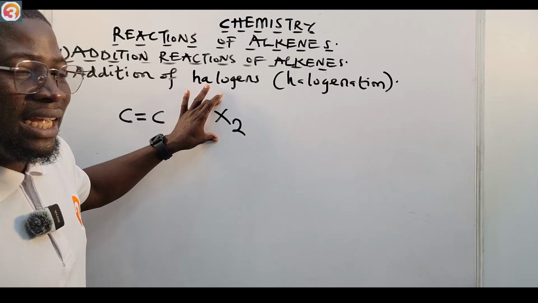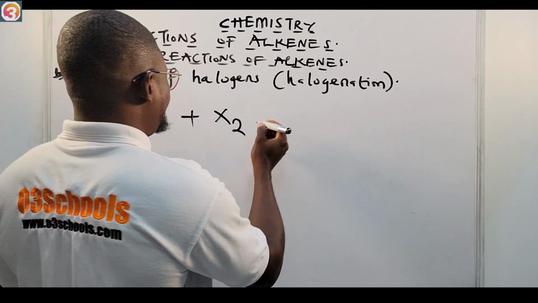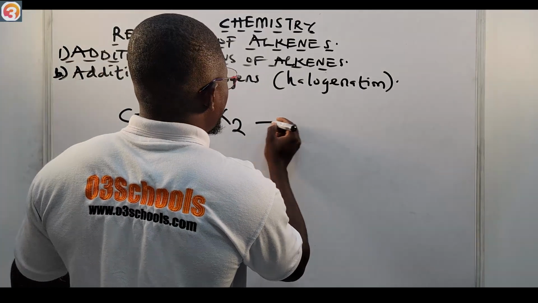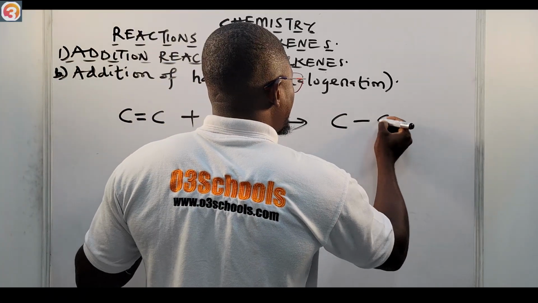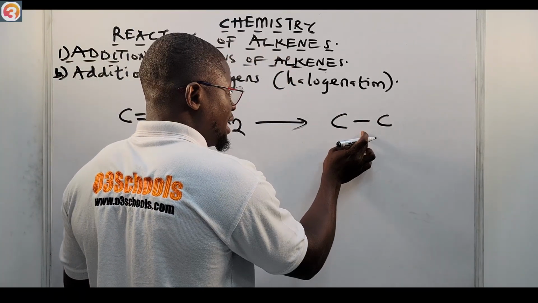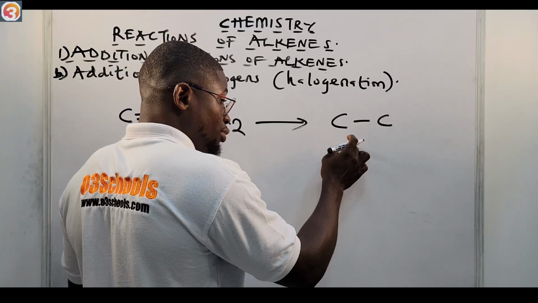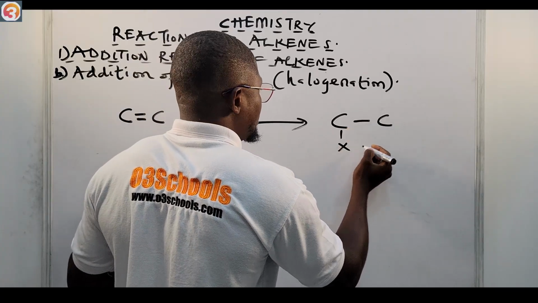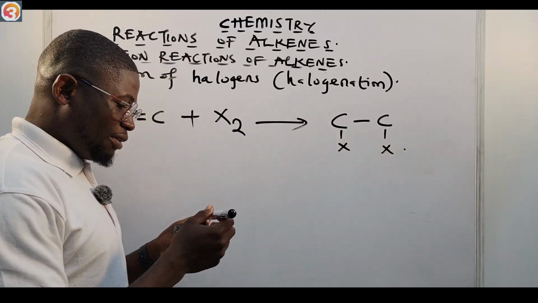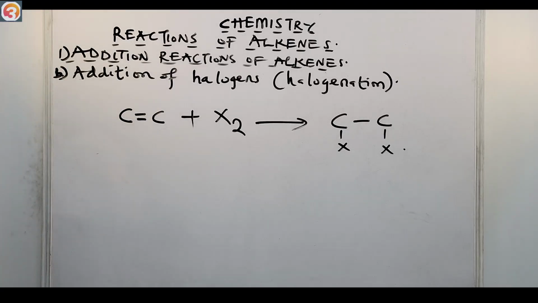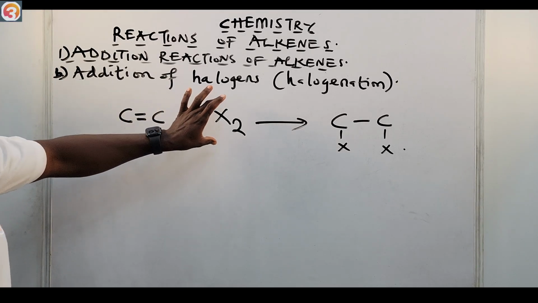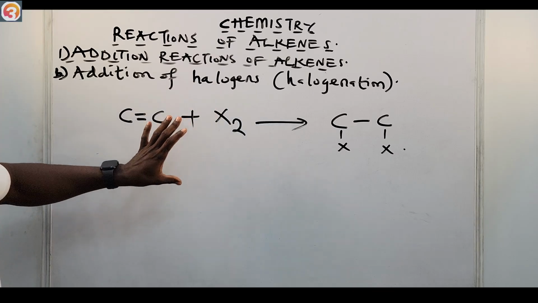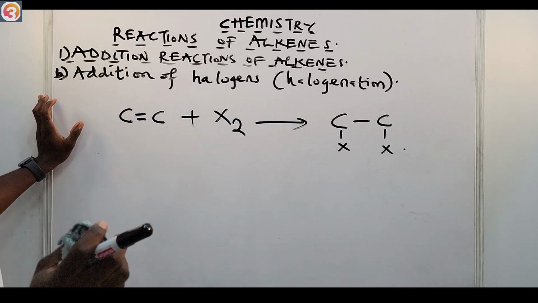So this is ethene reacting with a halogen X2 to now give us, it leads to the formation of a dihalide. We're now going to have C bonded to C, not a double bond now, because the double bond will be broken. I'm now going to have X, and X. This is the general formula for the reaction, whereby an alkene reacts with a halogen to give us a dihalide.